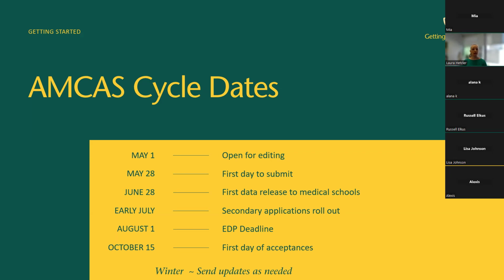If you're interested in applying early decision to a single school, that deadline's August 1st. And then the first date of regular admission begins in the middle of October, so October 15th. At that point, most of the processing and engagement you're going to do with application portals is over. In winter, you might be sending updates through school-specific portals as needed.